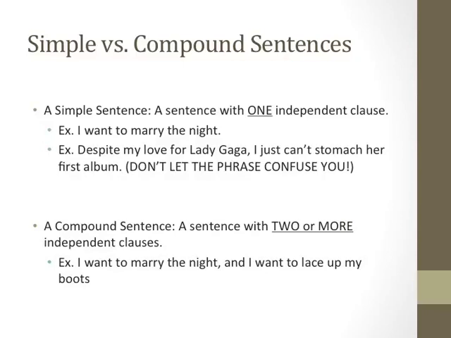A compound sentence, on the other hand, is a sentence with two or more independent clauses. So this is why we are learning about the conjunctions right now, okay? Because a conjunction is going to connect two clauses sometimes. Sometimes it's just connecting words or nouns, right? Like "Sam and Mary went to the mall." In this case, we're talking about two independent clauses joined by a conjunction. In this case, we have a compound sentence.